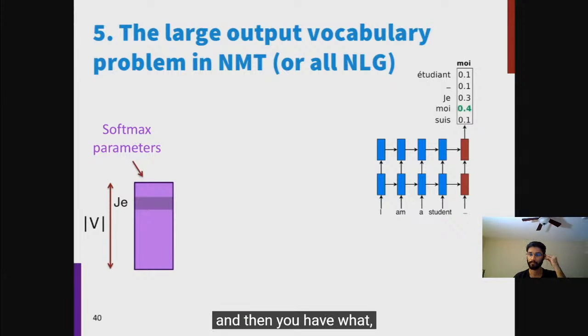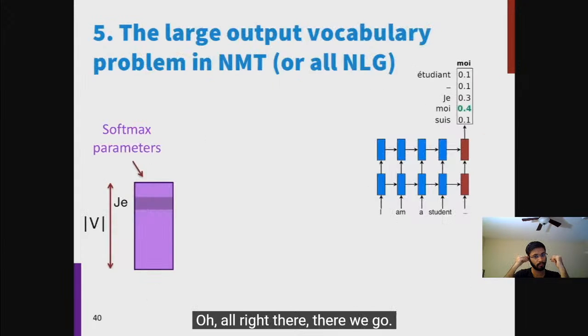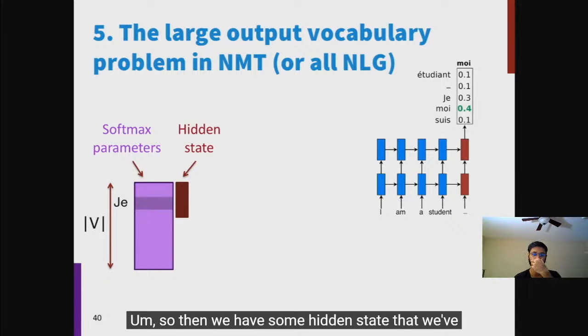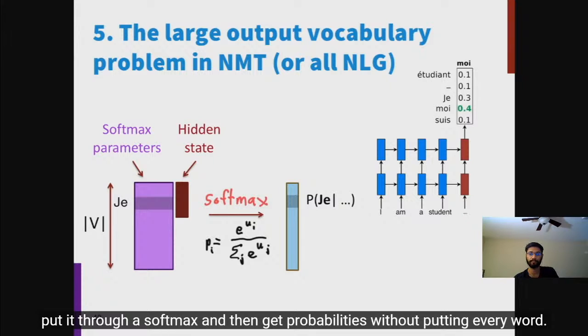and then we have some hidden state that we've calculated in our recurrent neural network. And so what we're going to do is multiply that vector by every row of the matrix, put it through a softmax, and then get probabilities of outputting every word.